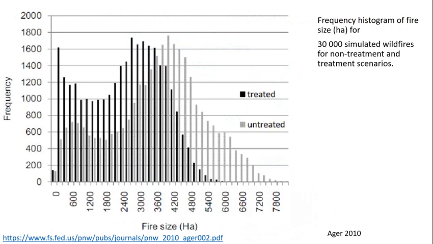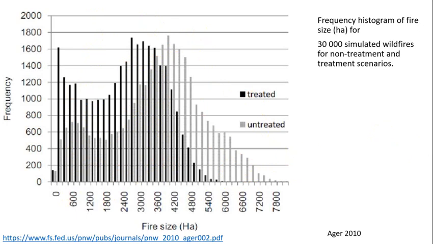Okay, histograms can also show us frequency of observations. This chart shows wildfire size in hectares on the X and frequency on the Y for two different simulations of wildfires, two different treatment scenarios. The darker bars are treated, a scenario where the land was treated, and then the land was untreated for the gray bars.